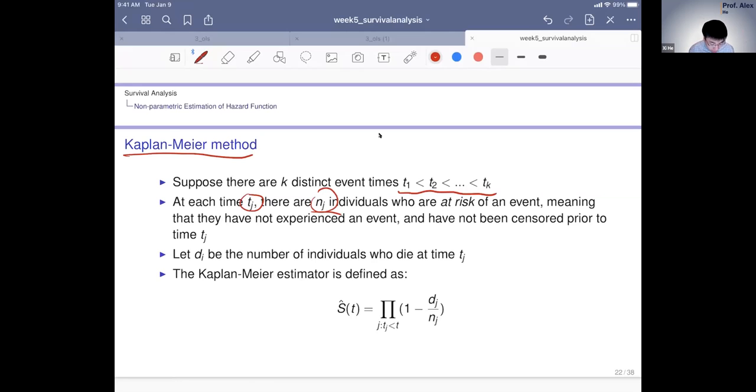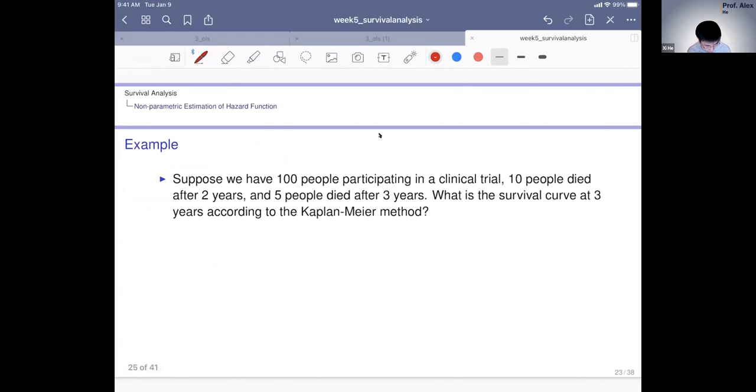Okay, and then you have this time because somebody has quit or died at that time, so this DI is the number of people who have died at that time. And then you can do the same thing as before, okay? For each time, you can just calculate 1 minus dj over nj, which is the conditional probability of you dying at that time, conditional on you already surviving until that time. Okay, so all of this is a little bit abstract, but let's look at an example here.